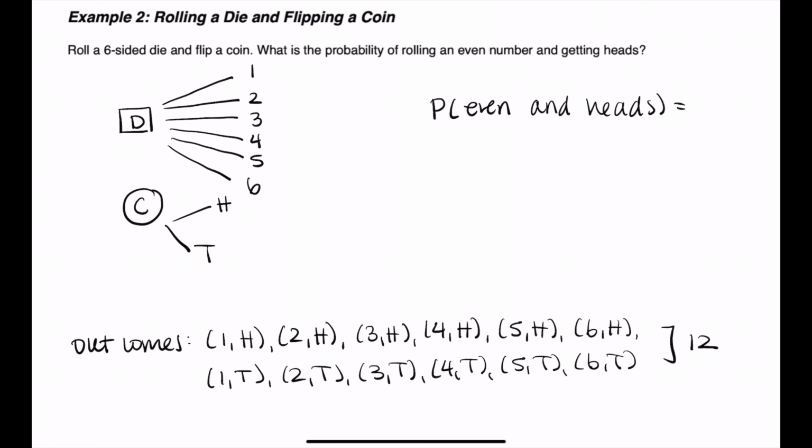So that is 3 out of our 12 outcomes. So when we simplify our fraction, that would be 1 out of 4. And that is our answer for number 2. Now we'll move on to our third example.